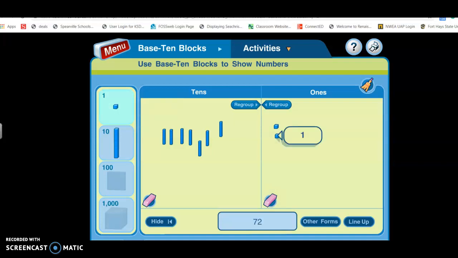What does this show? What number does that show? Kinley? 72. Okay, how many tens were there then? Lena? 7. How many ones are there? Isaac? 2. Okay, 2.